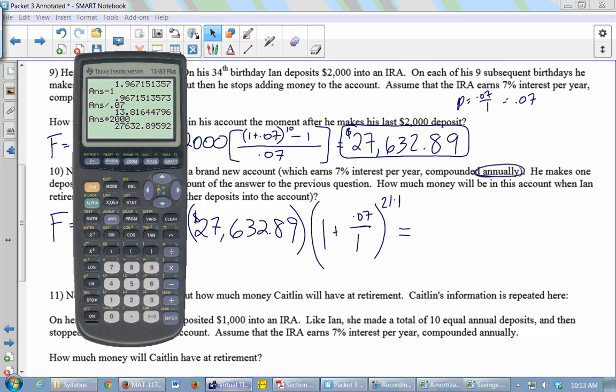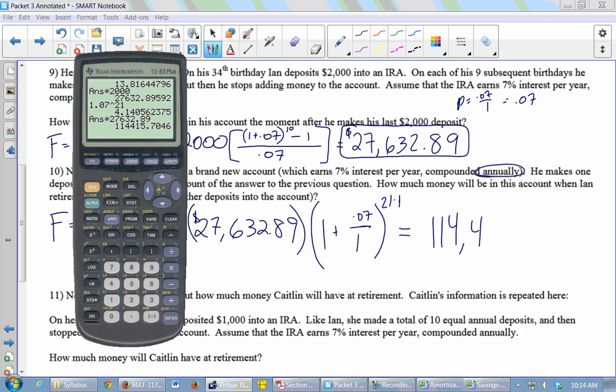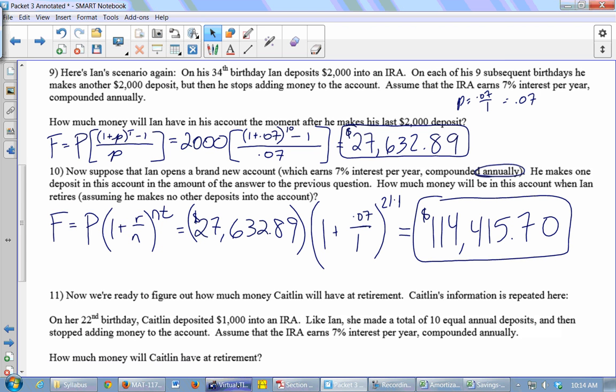All right, so 0.07 divided by 1 is just 0.07. So I've got 1.07 raised to the 21, and then I have to multiply that by 27,632.89, and we get $114,415.70. So a $20,000 investment over the course of 31 years grows into $114,415.70. So that's how much Ian has when he retires.